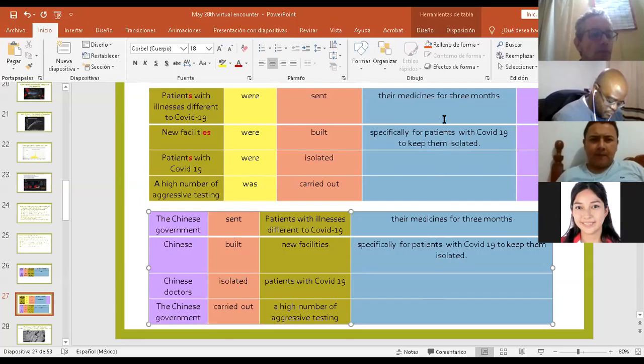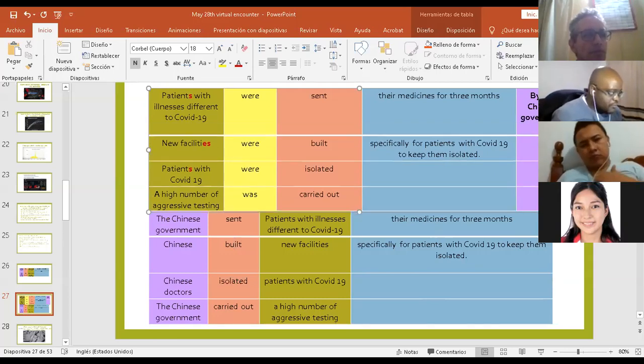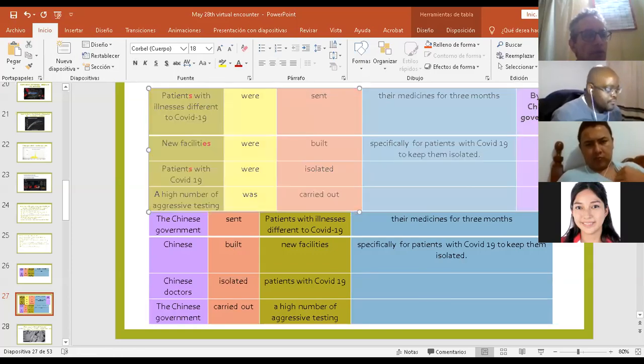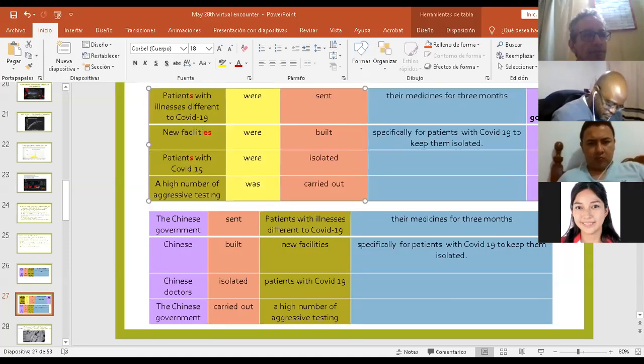So in passive voice, the people who made the action is not important, so we cannot mention it. Or we can mention it by using "by." Patients with illnesses different to COVID-19 were sent their medicines for 3 months by the Chinese government. It's not necessary to understand the whole sentence. It's optional. The subject is not the doer of the action in passive voice sentences.